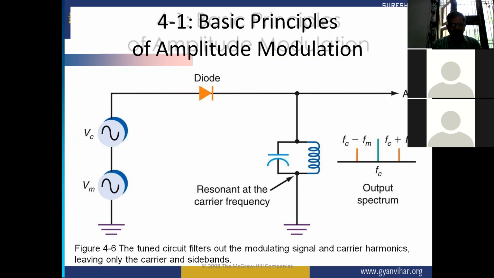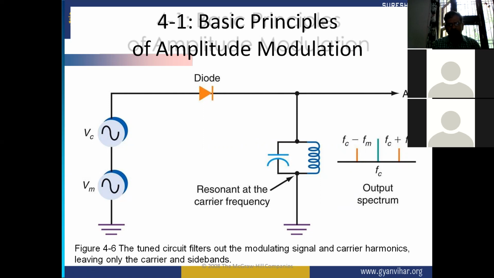So the next circuit is the tuned circuit filter, which filters out the modulating signal and carrier harmonics, leaving only the carrier and sidebands. This circuit is used as a modulator in the AM system. In that circuit, there are two input signals, the carrier and the modulating signal, and one diode, and one network is the resonant circuit.